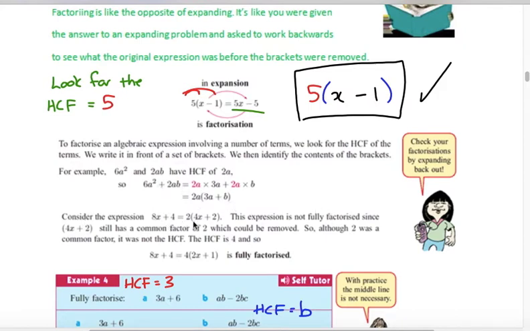So here's another one. Consider the expression 8x plus 4. What's the highest common factor of 8x and 4? Have a think. Some of you might think it's 2.